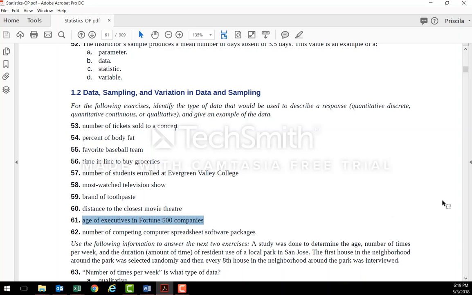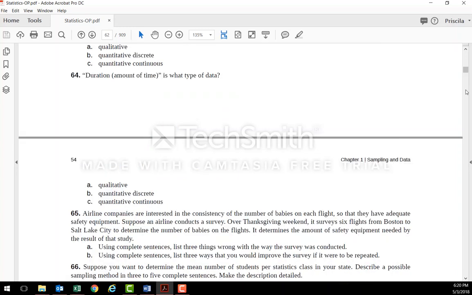Remember, not whole numbers. You could end up with 50.7. That's the average age of executives in the Fortune 500 companies. So that would be continuous, unless you say 50. If I asked you what is the age of the president, and you say he's 50 years old, that would be a quantitative discrete.